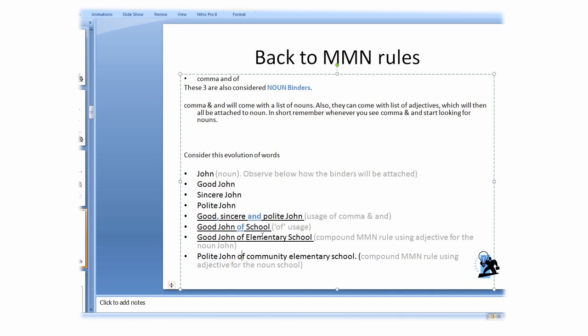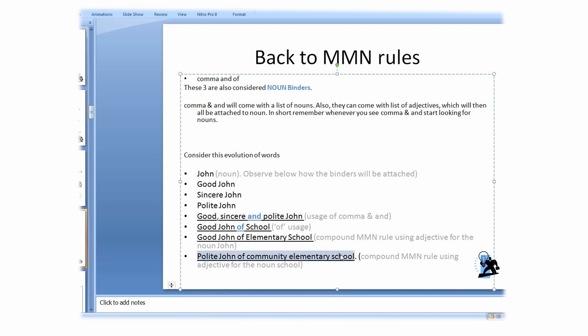Now I am adding another binder here, community, elementary school. So actually the school is the noun here. Okay, John is the noun here and of is the binder. So basically John of school. Kani polite binder John kochindi, community elementary ani two adjective binders school kochindi. So together this is entirely one segment.